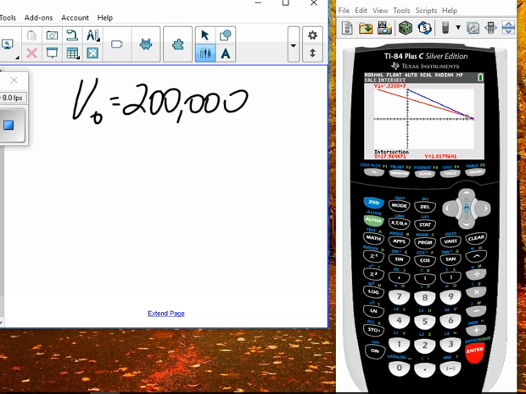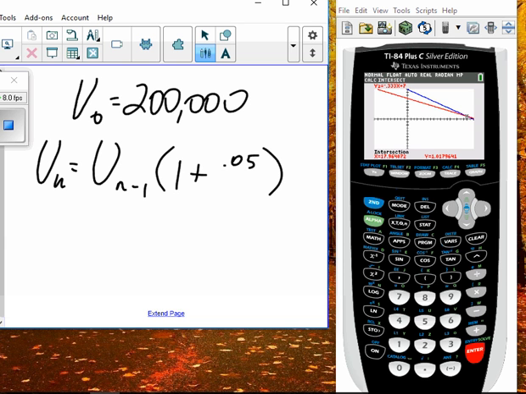That's a $200,000. Can you tell me if it's a loan or an investment from looking at it so far? Nope. But when I do this part, u sub n equals u sub n minus 1. Wouldn't it be nice if this was all in your calculator? Because then when we have one like it that says like, oh, it's a 5%, no, 4% interest, you'd just be able to change that to a 4. You know what I mean?